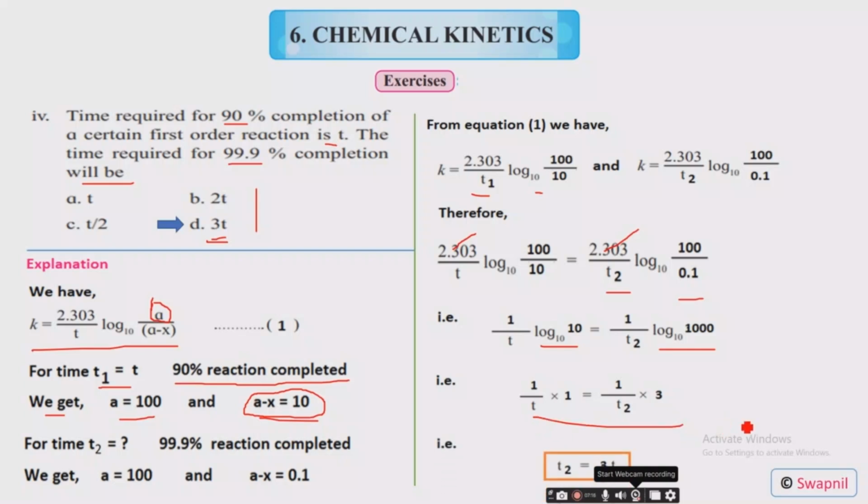So T2 is equal to 3T1. By rearranging the equation, we get T2 is equal to 3T1. So the correct option is option D, that is 3T1.